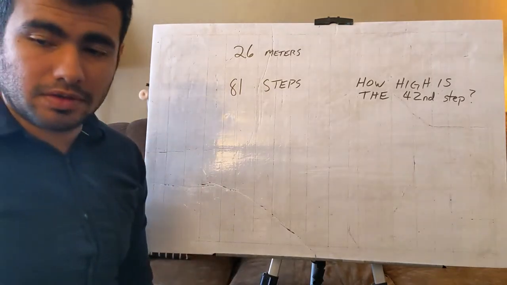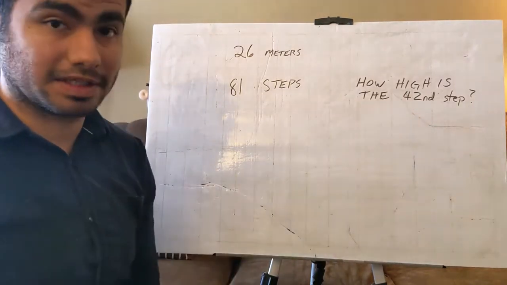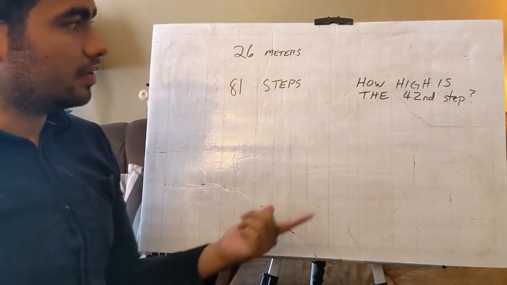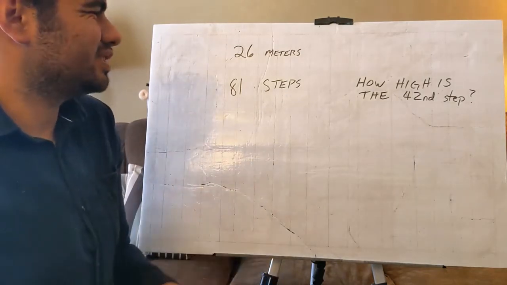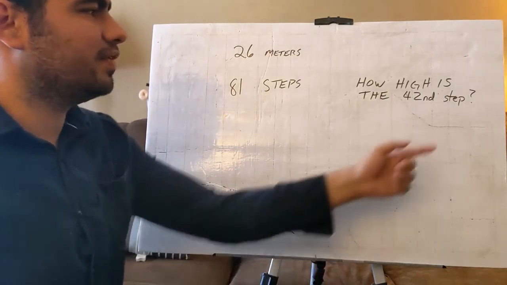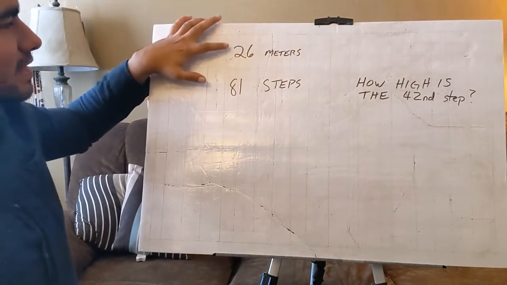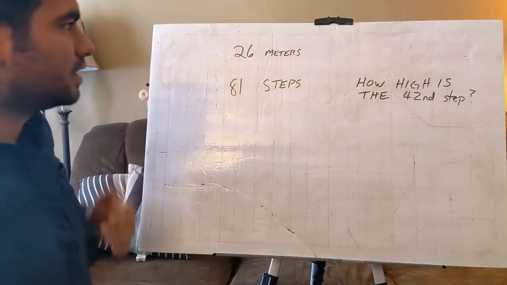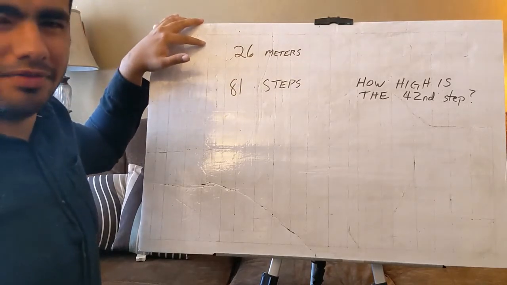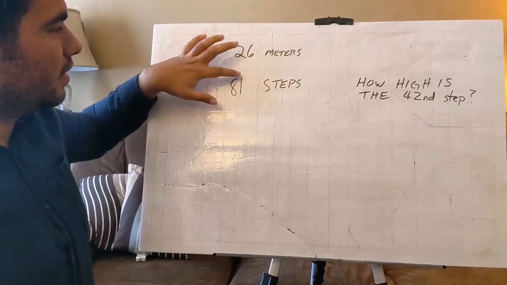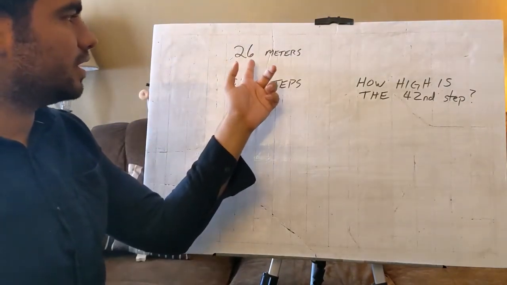All right, so that's a lot of information, but pretty much all we're trying to figure out is how high is the 42nd step. Now, in order to find this out, I need to find out how much each individual step is. If I could figure that out, then finding what number 42 is won't be that big of a problem. Now, I've got 26 meters. That's how tall it is. If you're looking for a rough estimate, this is a bit more than 80 feet. Now, I've got 81 steps leading up to the top of this thing.